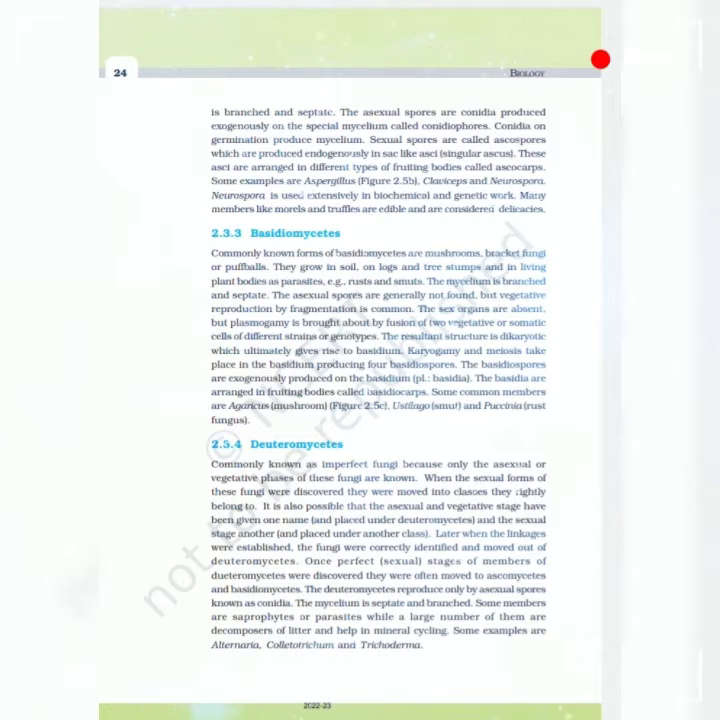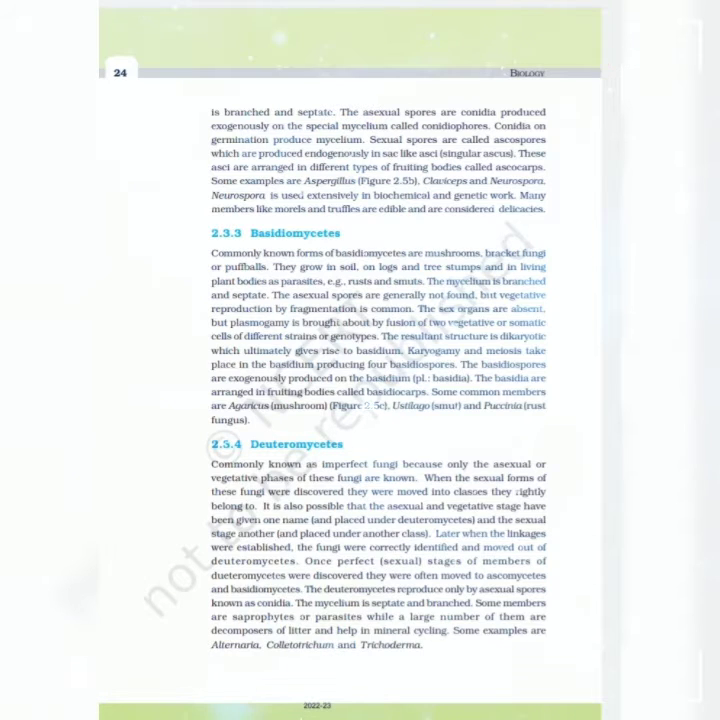2.3.4 Deuteromycetes, commonly known as imperfect fungi because only the asexual or vegetative phases of these fungi are known. When the sexual forms of these fungi were discovered, they were moved into classes they rightly belonged to. It is also possible that the asexual and vegetative stage have been given one name and placed under Deuteromycetes, and the sexual stage another and placed under another class. Later, when the linkages were established, the fungi were correctly identified and moved out of the Deuteromycetes. Once perfect sexual stage of members of Deuteromycetes were discovered, they were often moved to Ascomycetes and Basidiomycetes.